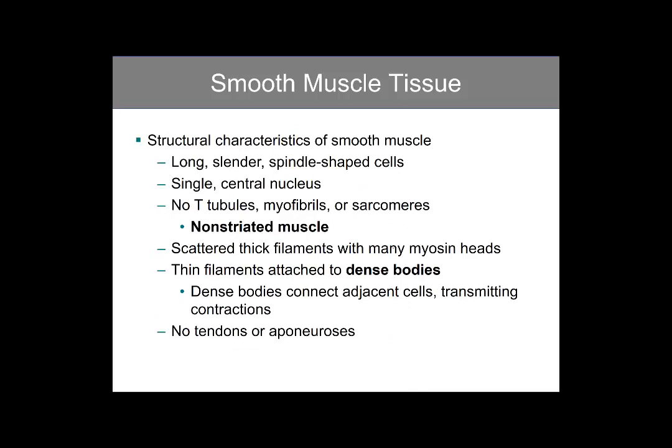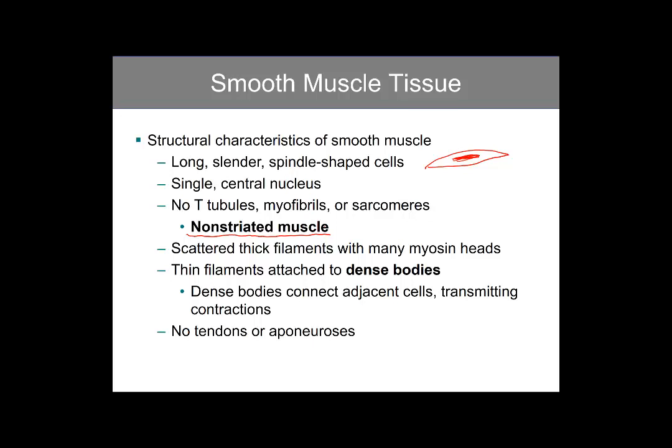Characteristics of smooth muscle: they're very long, slender, spindle shaped, often described as cigar shaped. They have a single central nucleus. They lack T-tubules, myofibrils, and sarcomeres, and they're non-striated, so they don't have the striated appearance that we see in both the skeletal muscle fiber as well as the cardiocytes.